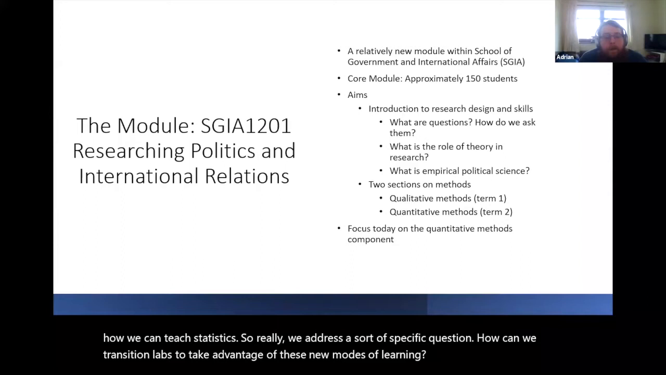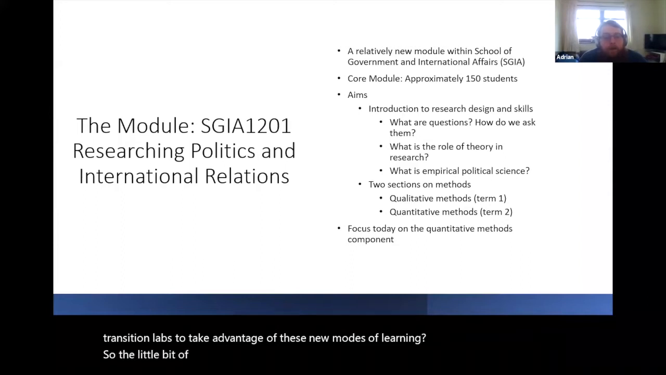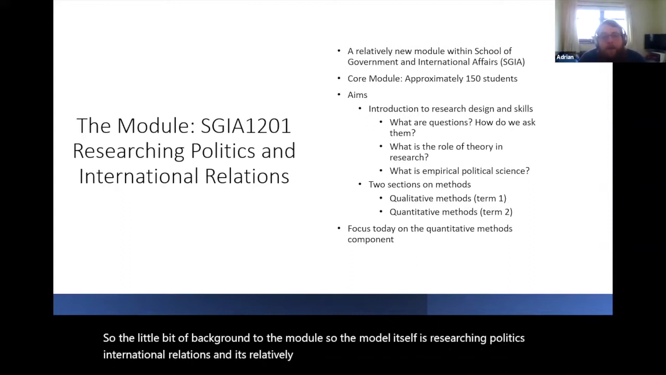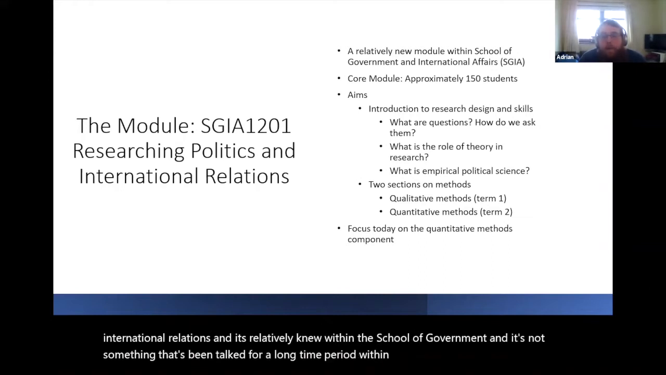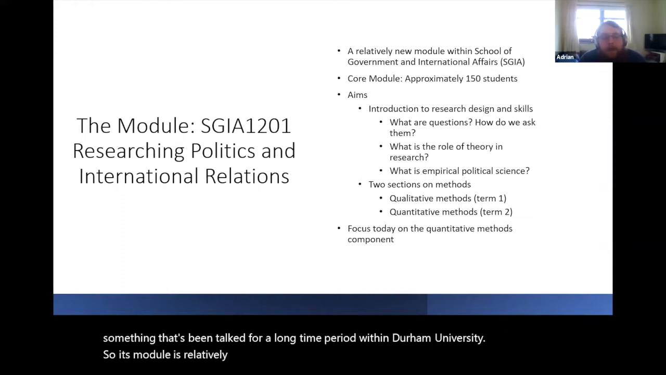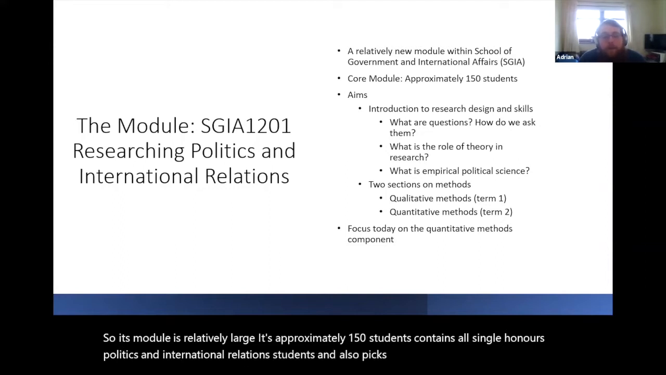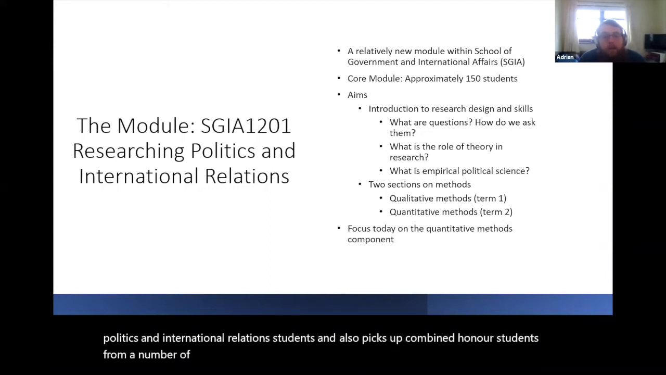So a little bit of background to the module. The module itself is Researching Politics and International Relations, and it's relatively new within the School of Government and is not something that's been taught for a long time period within Durham University. The module is relatively large. It's approximately 150 students, contains all single honours politics and international relations students, and also picks up combined honours students from a number of different disciplines along the way.